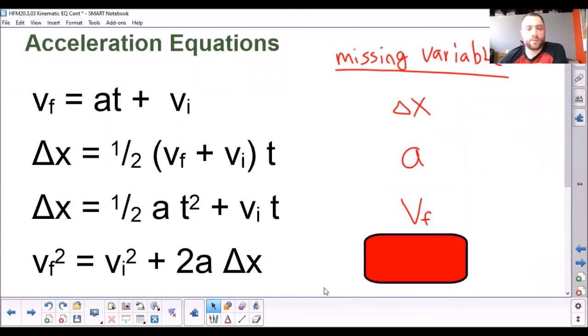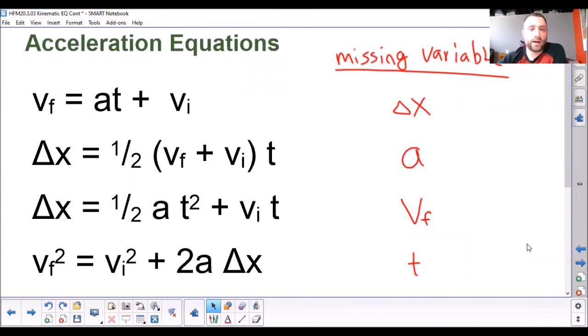And then lastly, my favorite equation, and I like it because it has no time. When we have no time for anything else, we use this one because time is the missing variable. The reason this is helpful is that when you write out all of your variables, you can quickly figure out which one was not given to you, and you know you don't have to use that equation, or you know that's the equation you're going to go for because that's the variable that's missing.